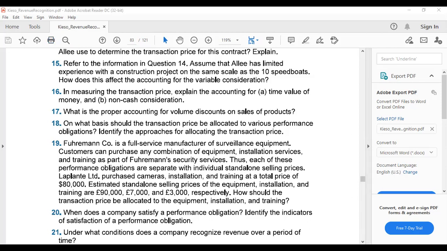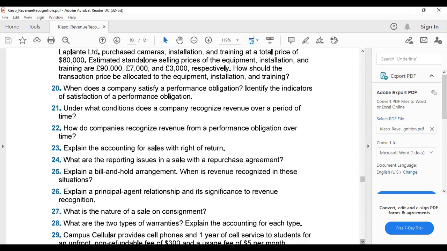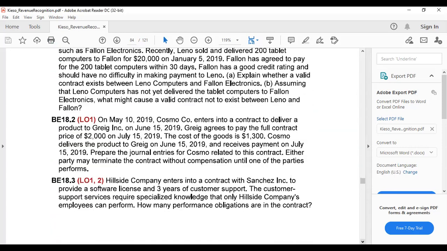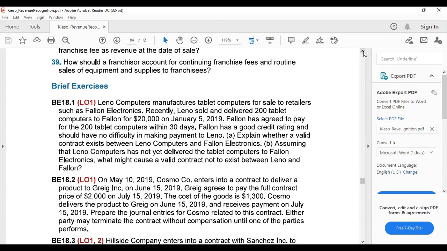Okay. Yes, sir. So did you get it? So those are just applications, class, of what we discussed so far. So let's move to brief exercises 18-1. Chrislyn? Where's Chrislyn? I saw her earlier. Mary Joy. Yes, sir. Okay.